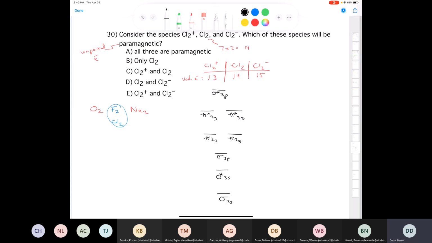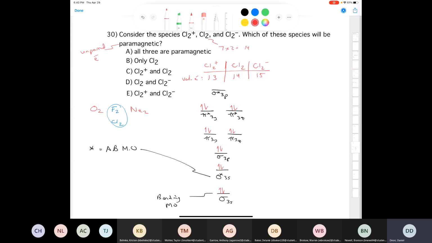So this is my sigma star 3p. Now, hopefully you took the time to watch my lecture videos that I posted wherein I cover all of this information. So when we have a star, that's an antibonding molecular orbital. And when I don't have a star, like this one here, this is a bonding MO. Okay, so again, the star means an antibonding molecular orbital. So for our Cl2, let's just start filling it up. We've got 1, 2, 3, 4, 5, 6, 7, 8, 9, 10, 11, 12, 13, 14. And so all of the electrons are paired up. We have no unpaired electrons.